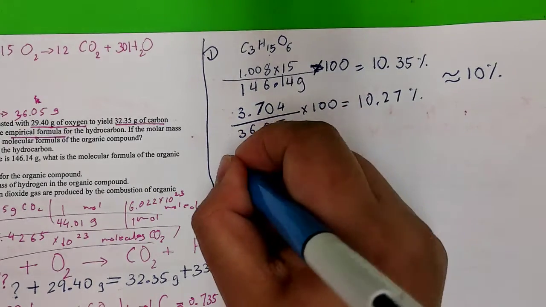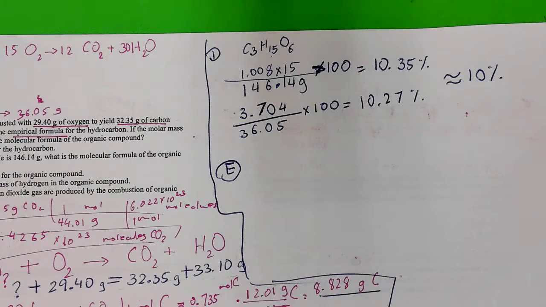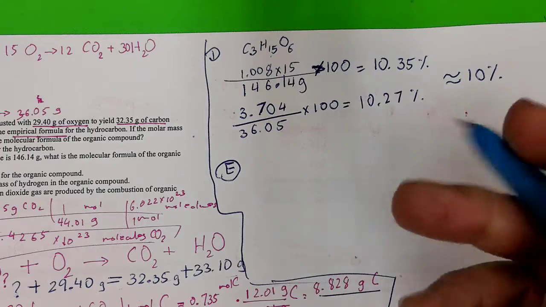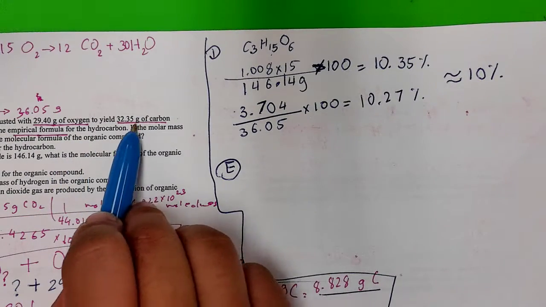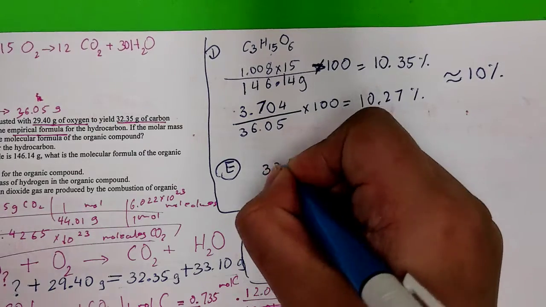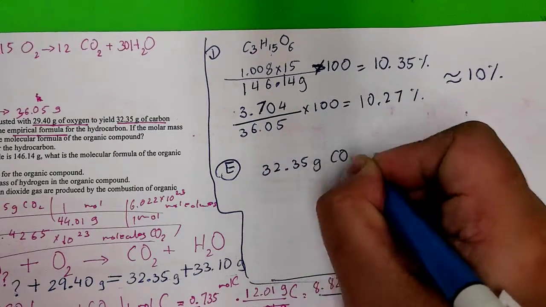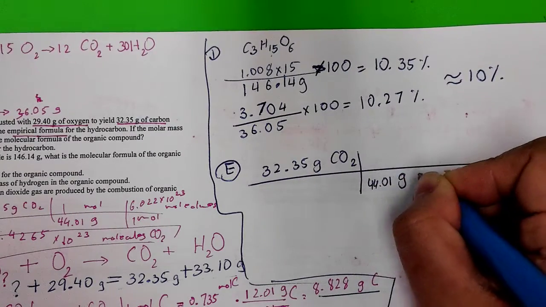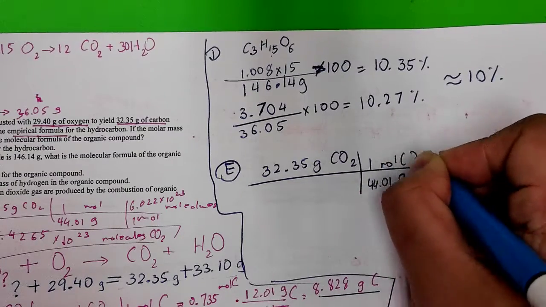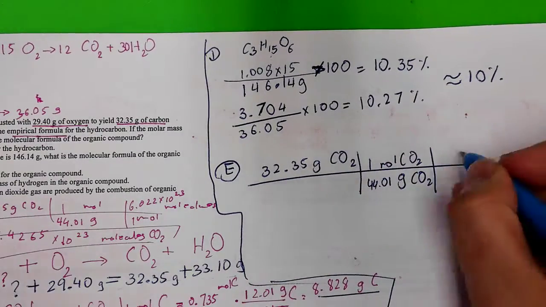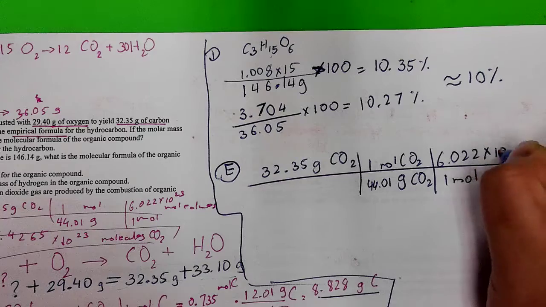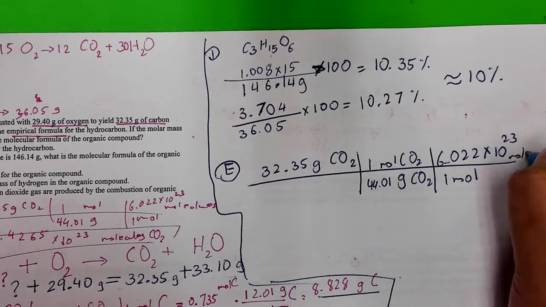Okay, now let's look at E. E asks how many molecules of carbon dioxide are in there. All right, so you can either start from grams of carbon dioxide or moles of carbon dioxide. Now, something to notice, you can use the grams of carbon dioxide, so you can say 32.35 g CO2. I want grams on the bottom. By the way, that's 44.01 g CO2 per 1 mole CO2. Now notice it's asking for molecules. So 1 mole of anything has 6.022 times 10 to the 23rd molecules.